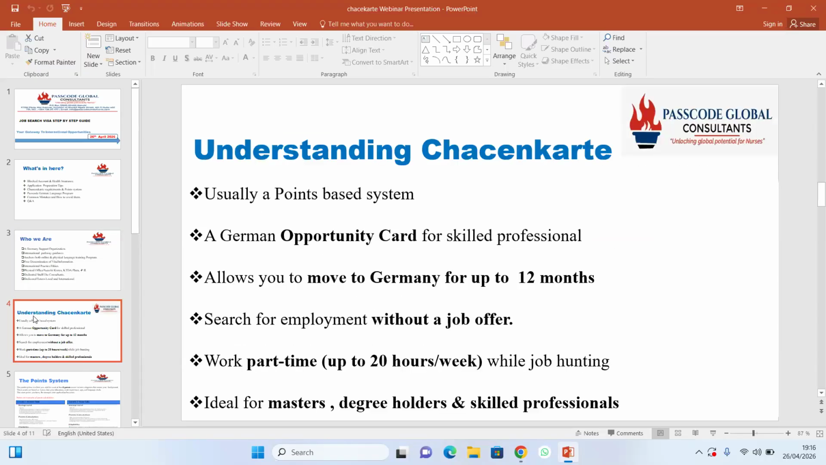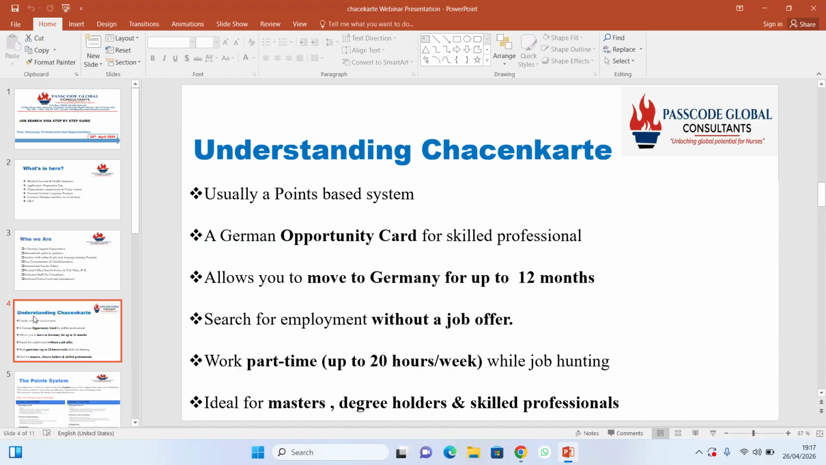So I have talked about pathways to relocate to Germany. At Passcode, we guide with four pathways. We have Au pair, we have Ausbildung, we have the nursing pathway, and we have the Chancen Karte. So I'll talk about Chancen Karte as the last one.